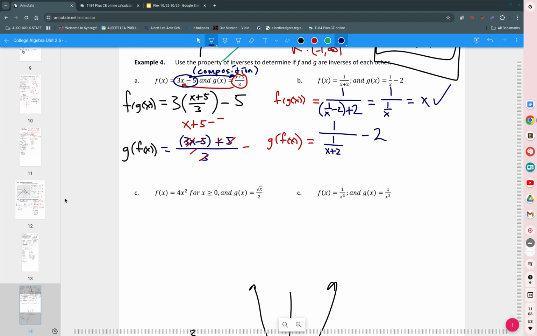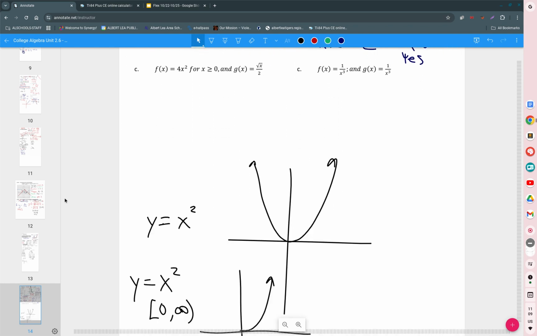That worked. Look at the next one. Do I flip the x plus 2 first, or do I cancel off the 2's first? Flip. I flip this first. And so I get x plus 2 minus 2. How do you cancel off the 2? And what is x plus 2 minus 2? X. So yes, these are inverses.